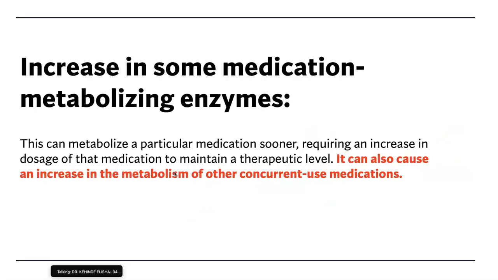So an increase in some medication metabolizing enzymes is also a factor. This can metabolize a particular medication sooner, requiring an increase in dosage. That would be like when we have an inducer drug, we have to go up on the drug. You will get questions like that on your exam. Induce and reduce. What are you going to do with your drug? How do you adjust your dosage?